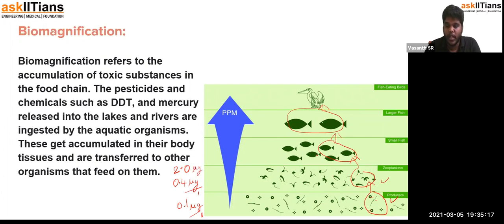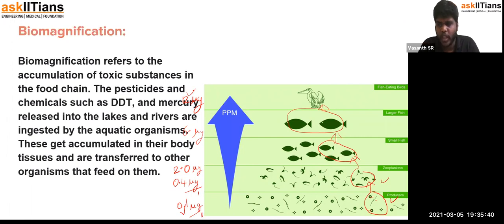microgram. And then when it goes higher and higher, okay, so 2.0, 1, 2, 3. 3 twos are 6. 6 microgram. So 6 plus 6 is 12 microgram. See here, it is gradually increasing from 0.1 microgram to 12 microgram.